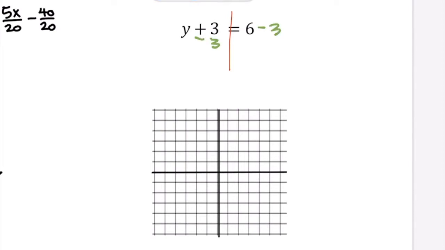Now y is by itself, but we end up with no x value. So 6 minus 3 is 3. This is always going to be a horizontal line. Anytime you see an equation where it's just a y is equal to some constant, it's a horizontal line.